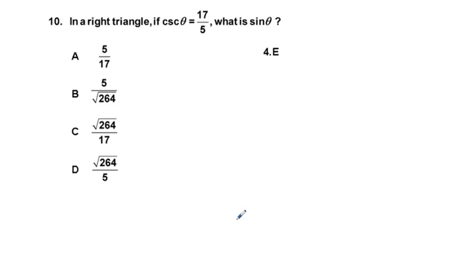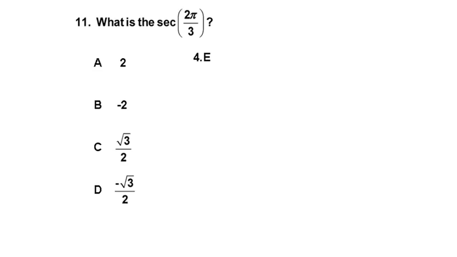And that being the case, sine theta is going to be, instead of hypotenuse over opposite, opposite over hypotenuse. So this is going to be just switched around to 5/17. So our correct answer is A. Very easy. What is the secant of 2 pi over 3?